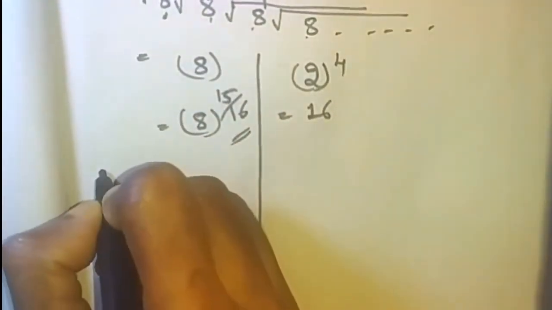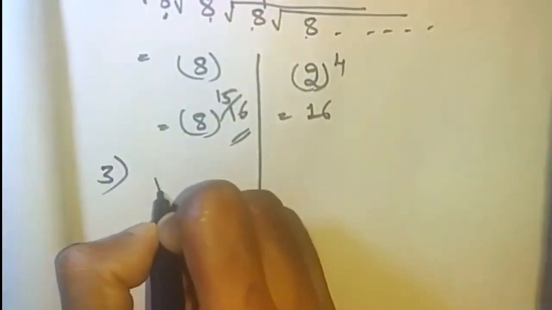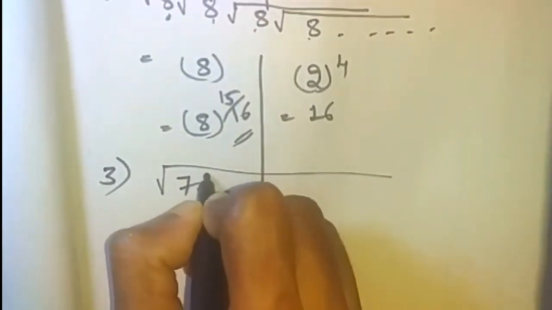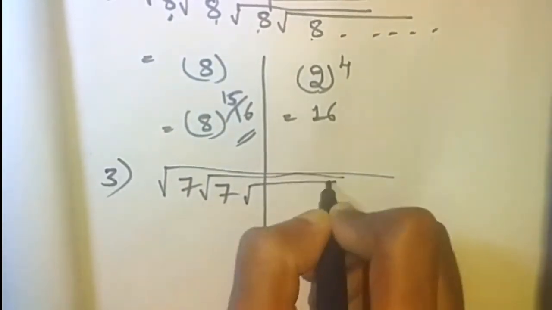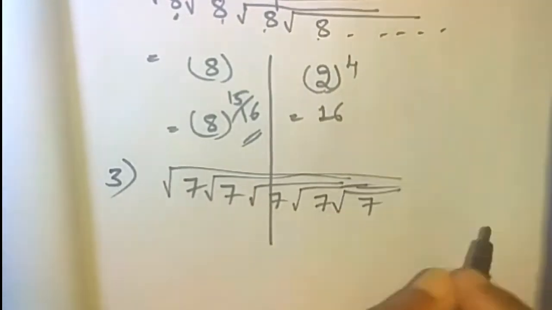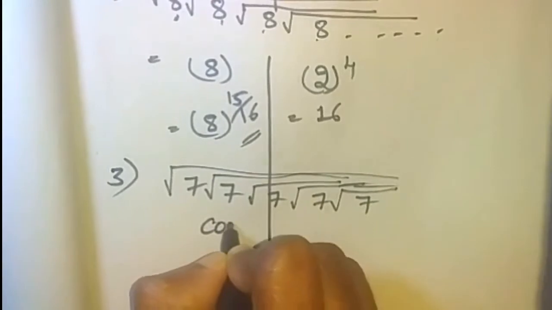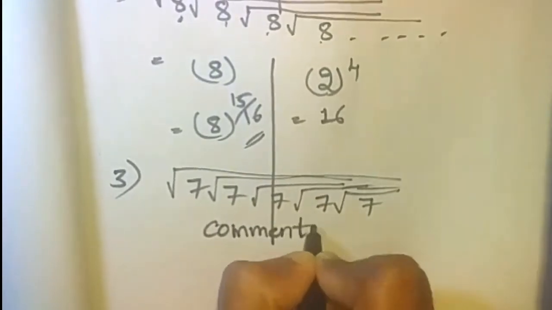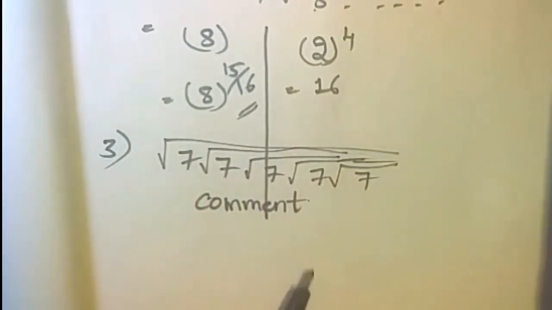Do this one as homework: under root 7, under root 7, under root 7, under root 7, under root 7. Answer this in the comments.